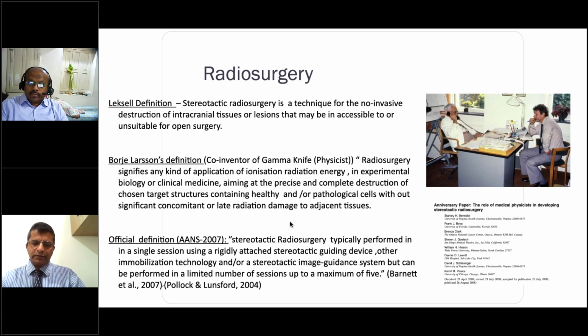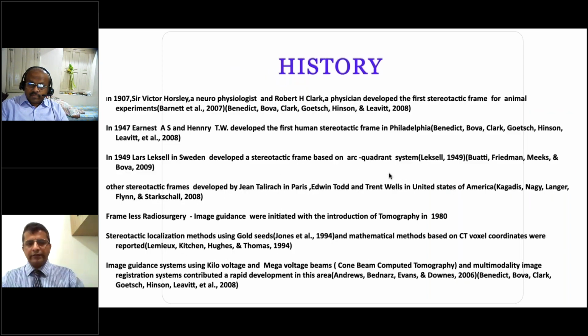So let's start with the history of gamma knife. The history of the stereotactic frame started in the beginning of the 19th century with the invention of the first stereotactic frame for animal experiments. And in 1947, Ernest and Henry developed the first human stereotactic frame in Philadelphia.